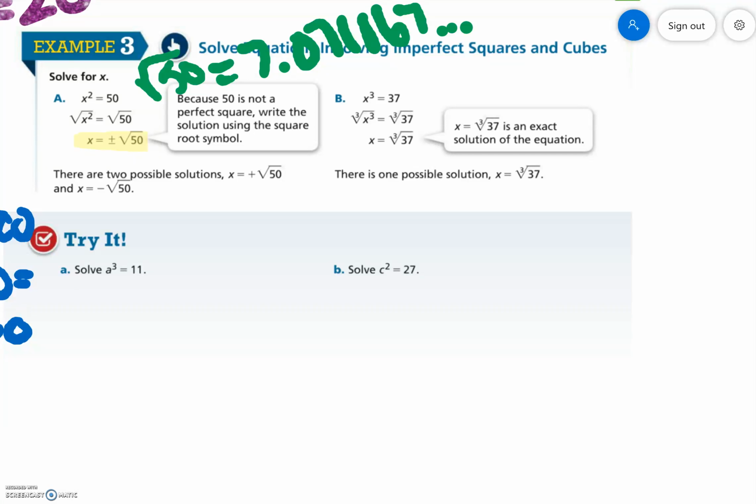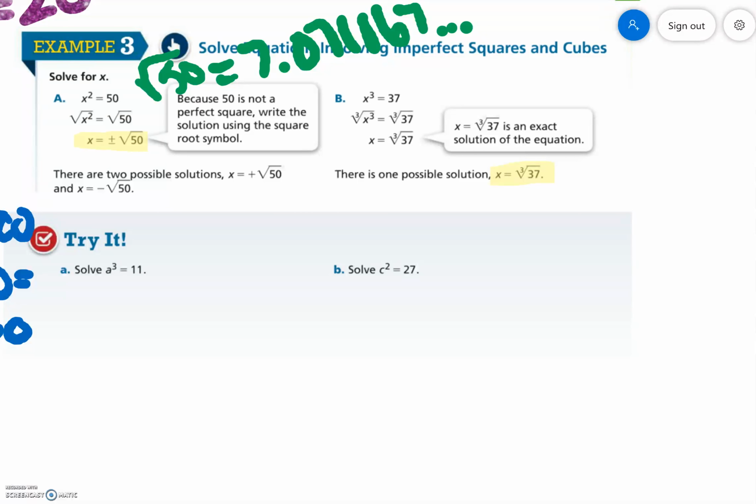Next, x cubed equals 37. So we take the cube root, but 37 is not a perfect cube. There are not three of the same numbers that multiply to 37. So just like before, we leave it written as the cube root of 37. Try the next one on your own. Pause the video. Press play when you're ready to go over it.